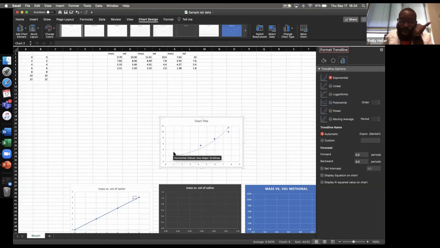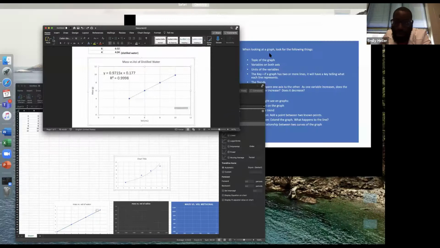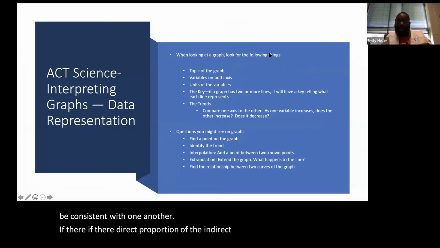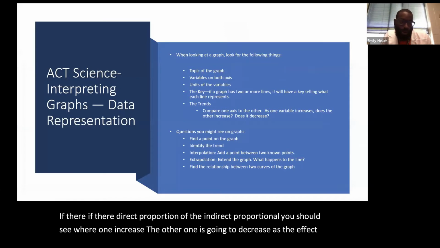And so we talk about the relationship that exists there. Generally speaking, you should see an increase from left to right. If it's not increasing from left to right and it's going at a decreasing function, then we're talking about something that's indirectly proportional. If they're directly proportional, they should be consistent with one another. If they're indirectly proportional, you should see where one increases, the other one is going to decrease, showing the effect of one axis on the other.